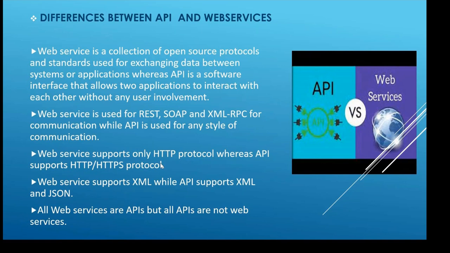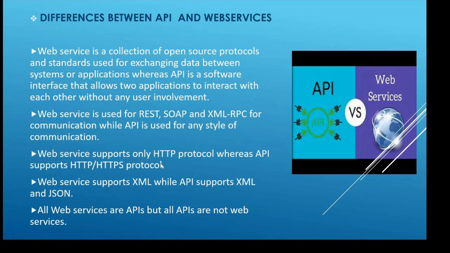So a simple HTTP URL like google.com is not a secured one, but it will still work. All URLs can be categorized into two ways, HTTP and HTTPS. Now, what I was mentioning is that a web service supports only the HTTP protocol, whereas an API supports both HTTP as well as HTTPS.